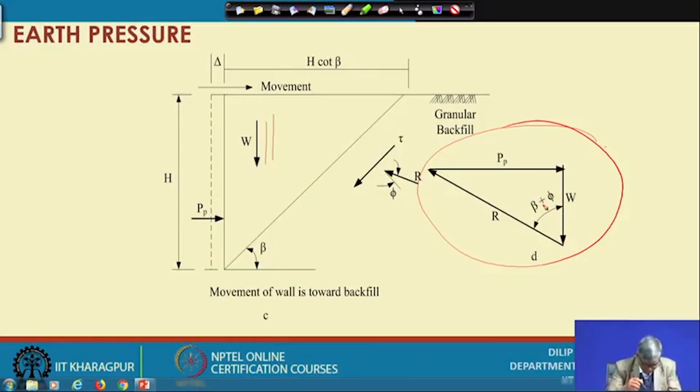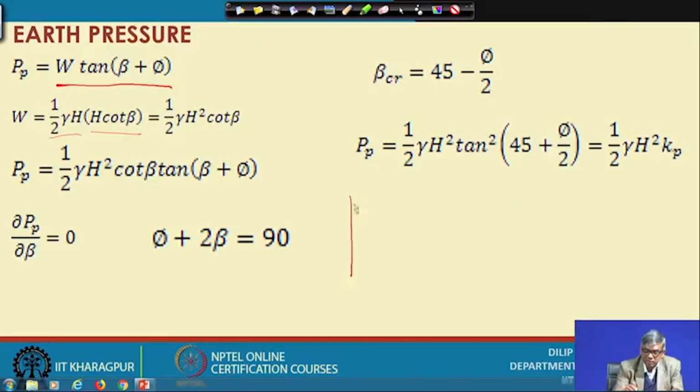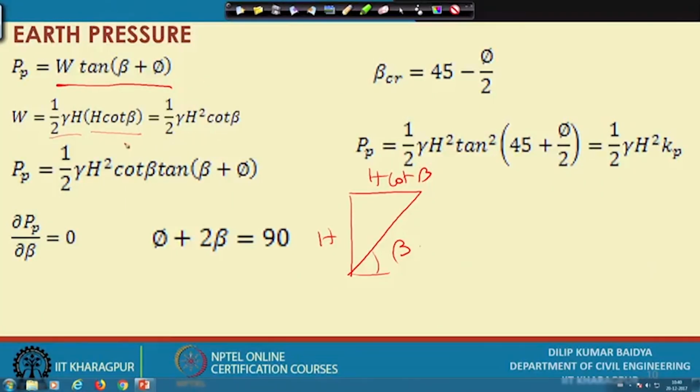Similarly as we have done in the last case, you can see that P P equals W tan beta plus phi, and W again is half gamma H square cot beta. That is also from geometry: this is H cot beta and this is H. Obviously this angle is taken as beta. Like the active case, we know that finally beta critical is 45 degree plus phi by 2, but initially we take it as beta, and for a particular value of beta I consider the wedge and the force equilibrium, that is, the polygon we have done. Then I find the expression for passive pressure, I can calculate W, and you substitute, then you will get P P.